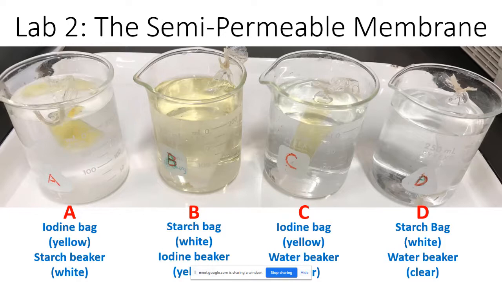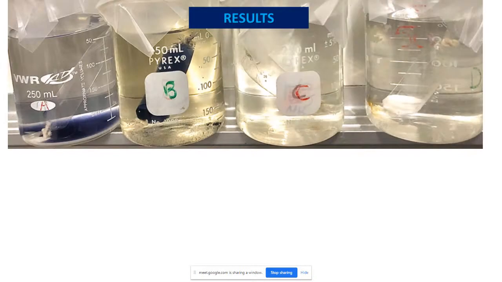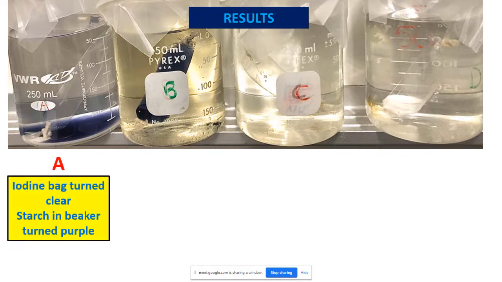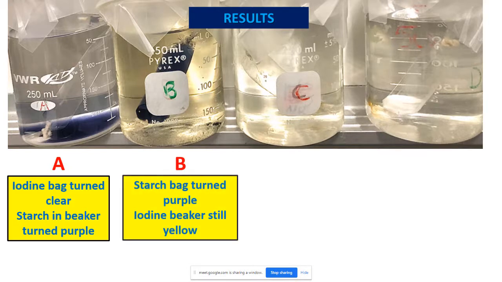So what do you see when you finish up this lab? Well, something that looks pretty much like this. These are real results from some decent pictures some kids gave me a couple years ago. So in the first instance, we had the iodine bag. It's now turned clear. And all of a sudden, the starch in the beaker, it was white, fallen at the bottom there, came out of the solution, and all of a sudden it's turned purple. In B, you have the starch bag itself has turned purple. It was white, and the iodine beaker has stayed yellow. Maybe it might be ever so slightly less yellow, but it's still yellow.